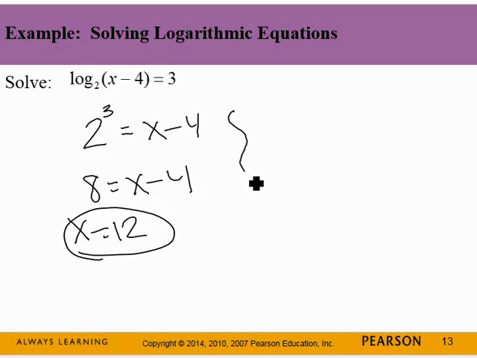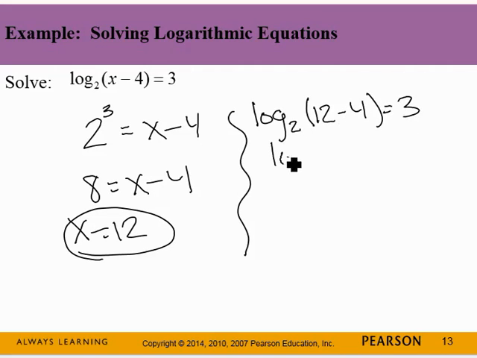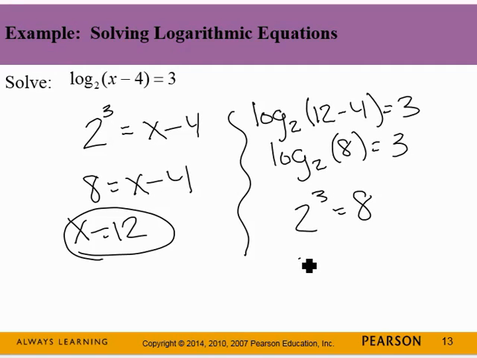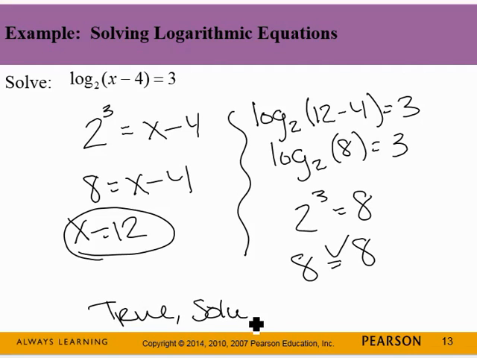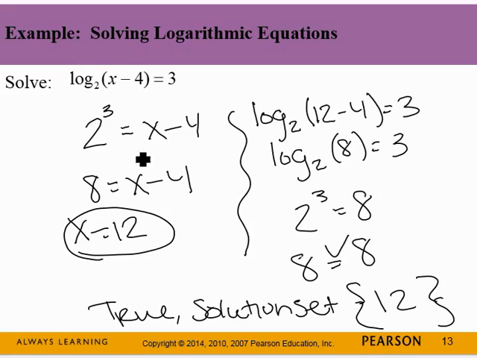Now you want to check this. So that means I have log sub 2 of 12 minus 4 equals 3. It does work, so it's true. And your solution set is 12. Let's do the next example.